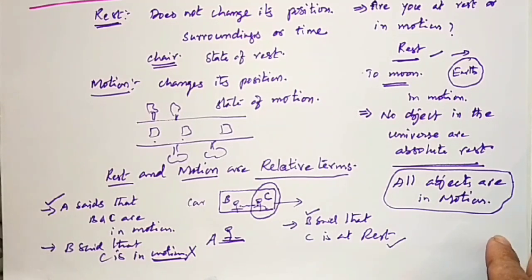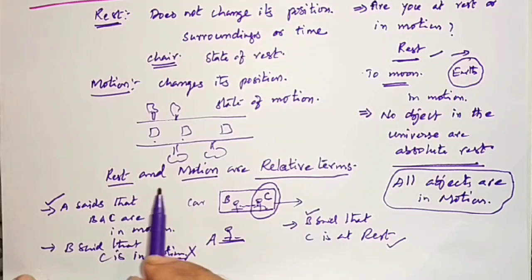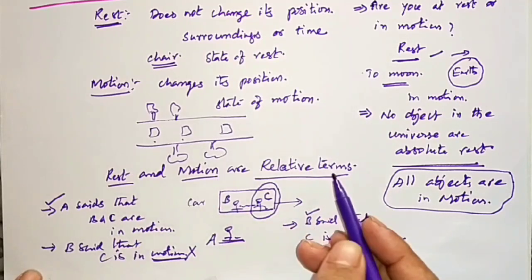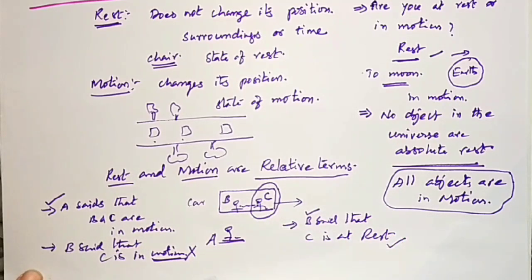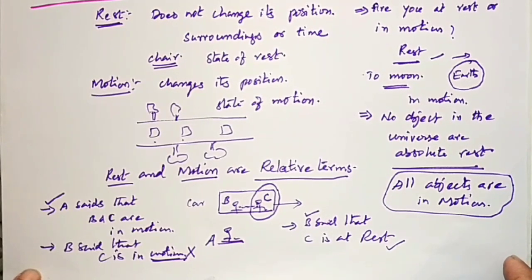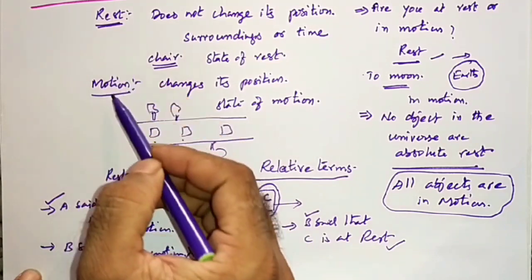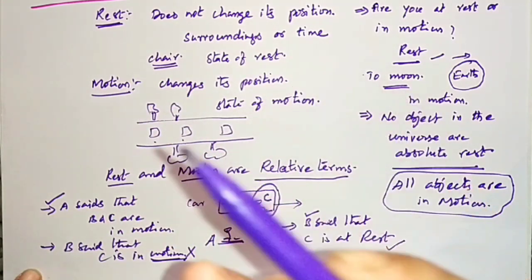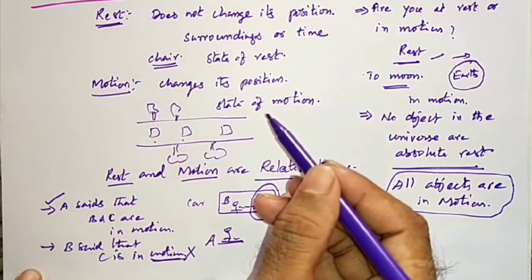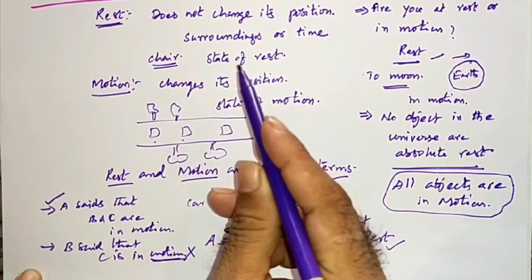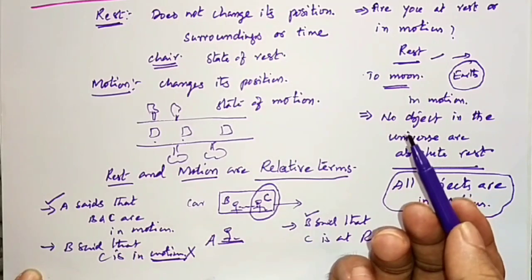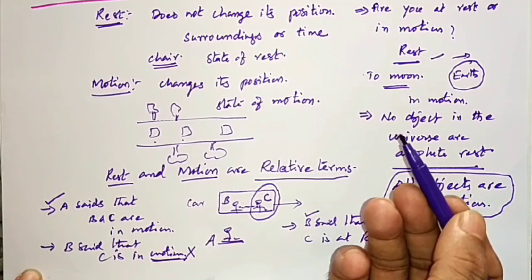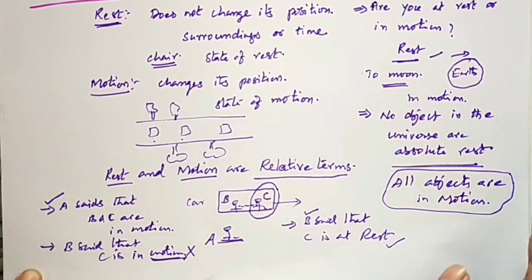Clear this one? So that's why we are calling these two relative terms. Without one, you cannot define another one. Similarly, there are some relative terms. Before that, did you understand what rest and motion mean? If the object is not changing its position, it is at rest. If the object is changing its position, it is in motion. But these two are relative terms. With respect to what you are defining the state of the object, that is different. Now let us see some more relative terms.